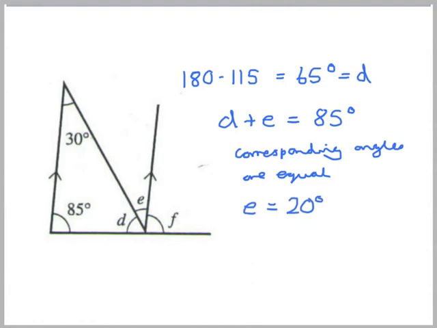To finish it all off, I know that D plus E plus F are angles on a straight line. They must add up to 180. So if D plus E is 85, then I just need to work out what I add to 85 to get to 180. So F must be 95 degrees, and if that's the reason, well then that's just because the angles on a straight line add up to 180.